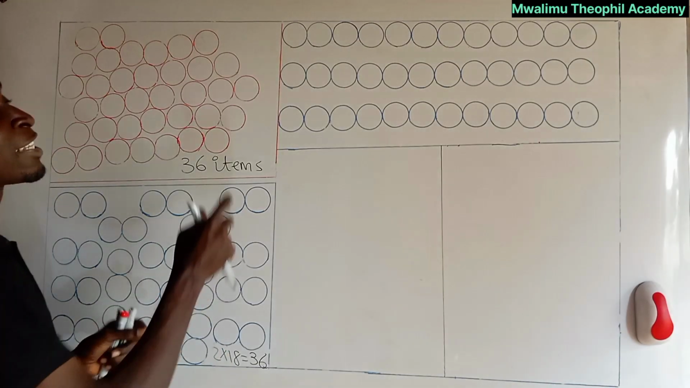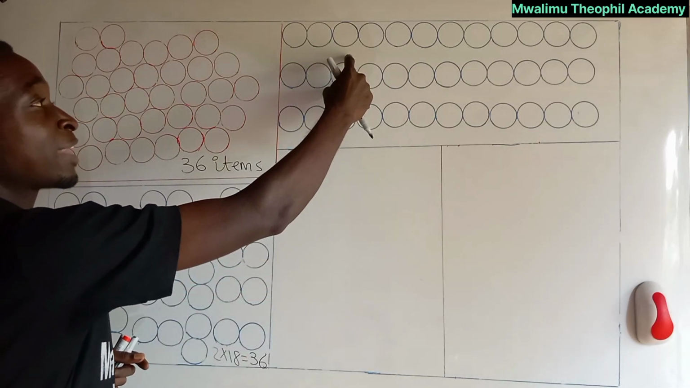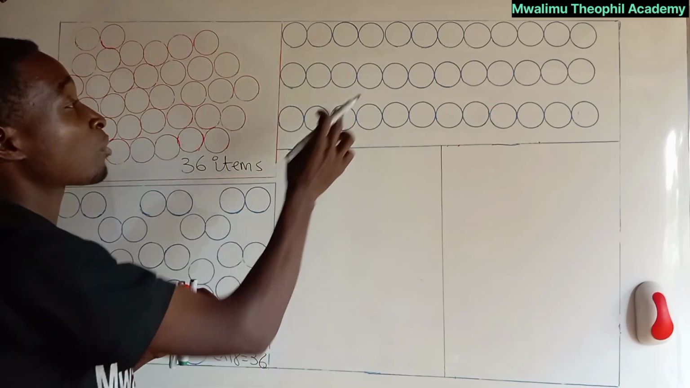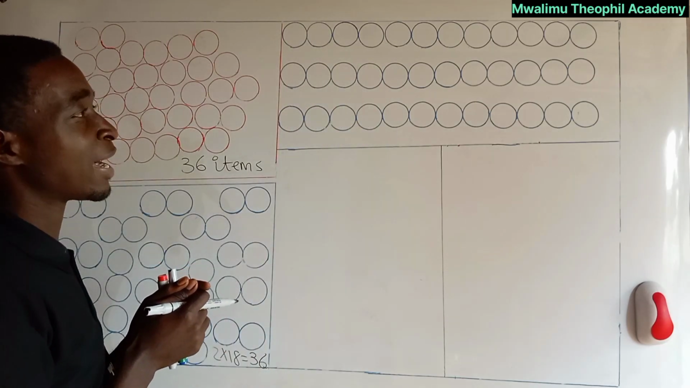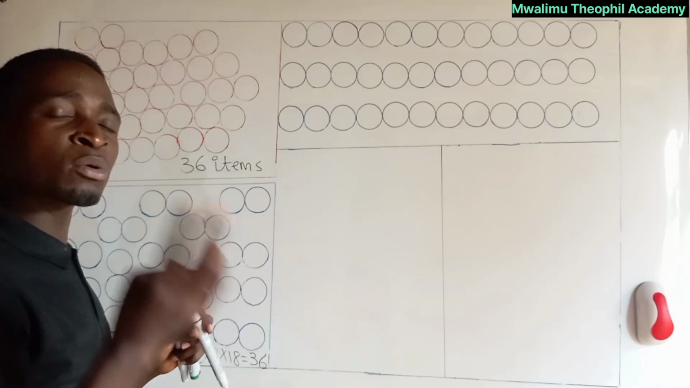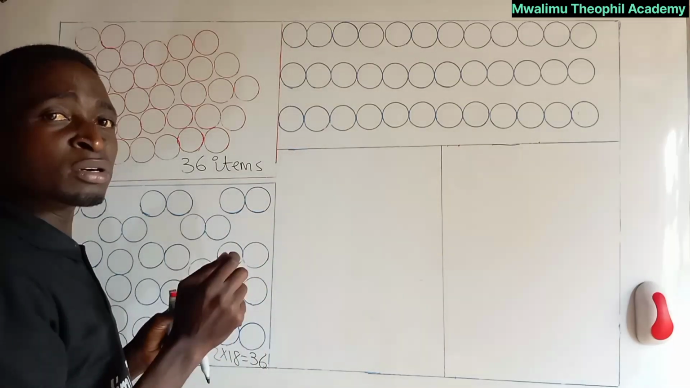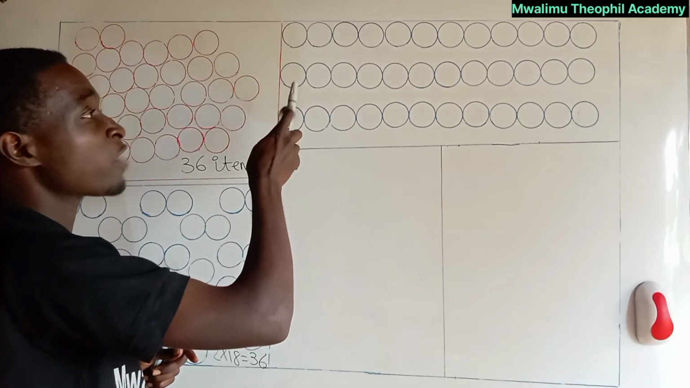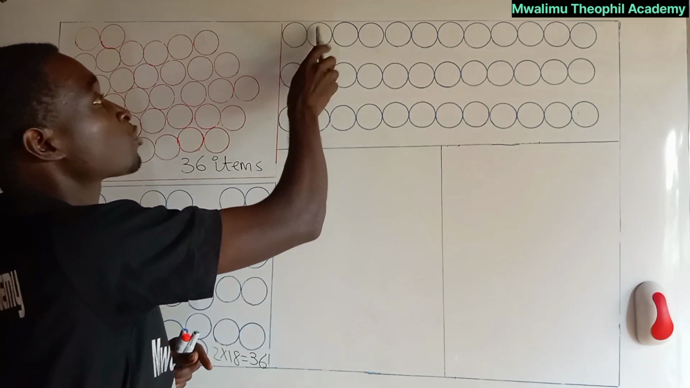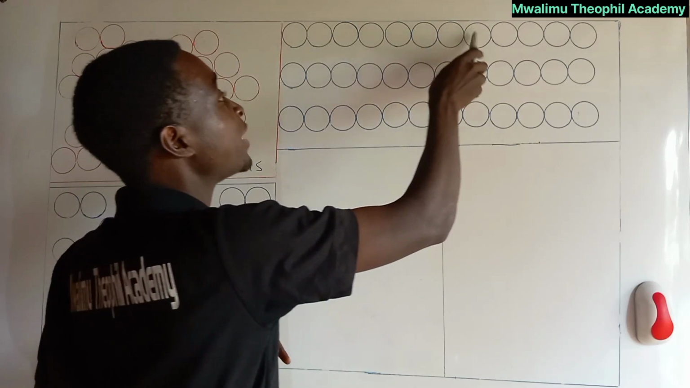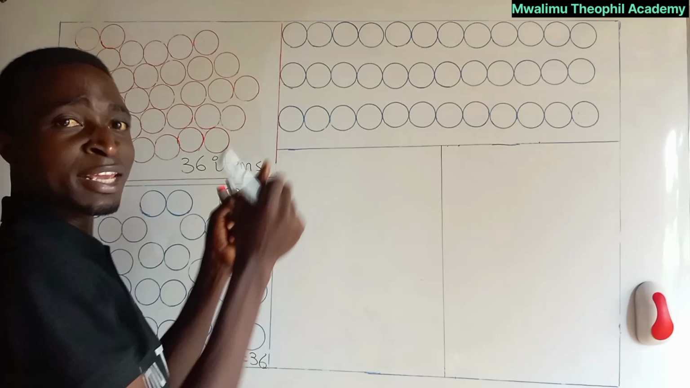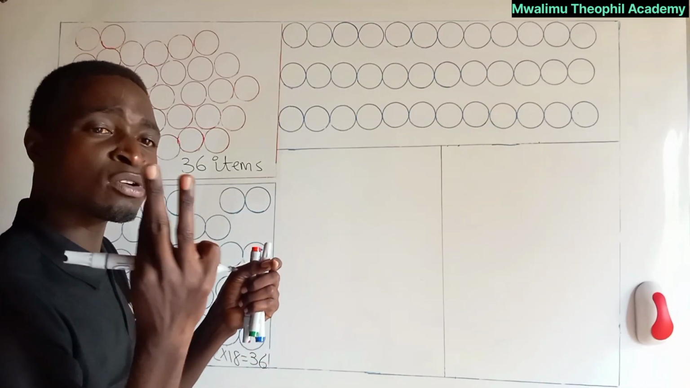After that, let us see the number of items in the third part. In the third part, when you look across all items, you may find that we have 3 groups. And in each group, there is an equal number of items. Let us count the number of items in the first group. We have 1, 2, 3, 4, 5, 6, 7, 8, 9, 10, 11, 12. So we have 12 items in each group, and there are 3 groups.